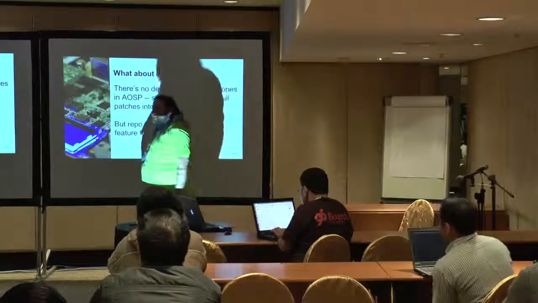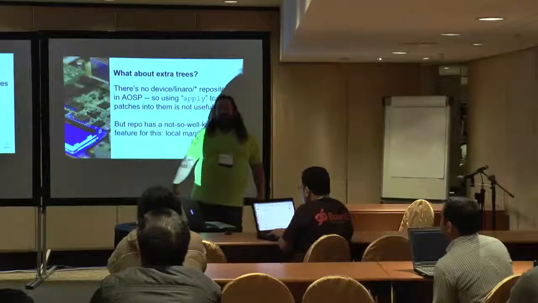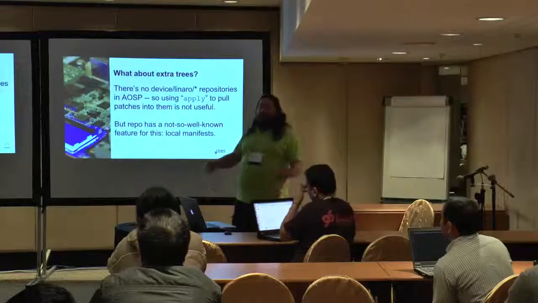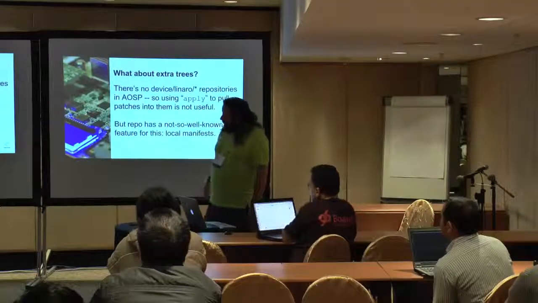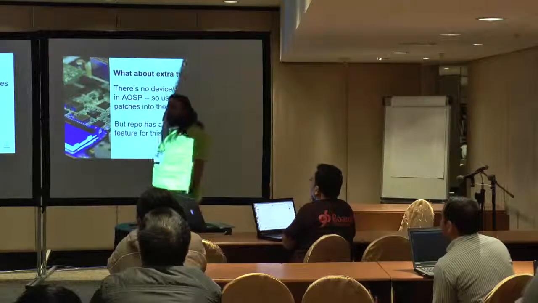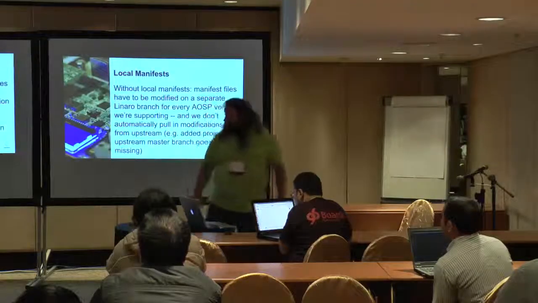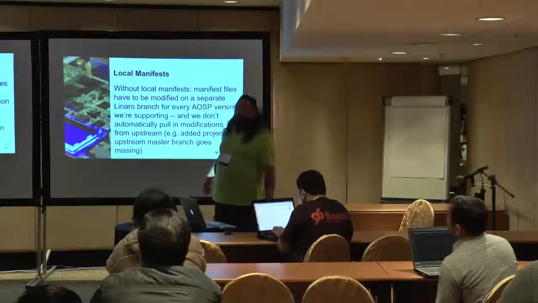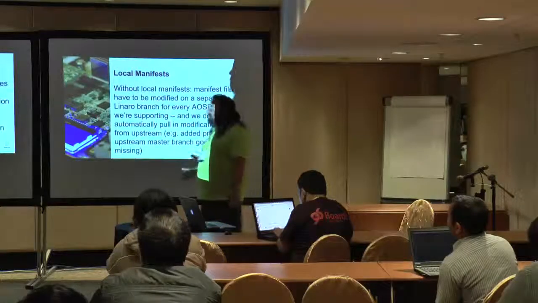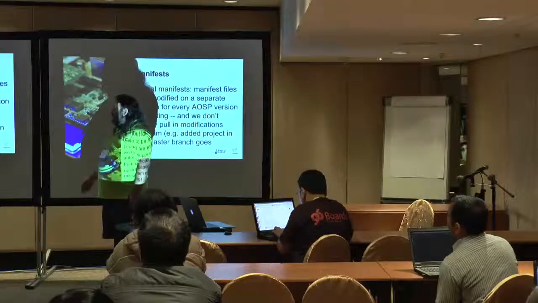So what about extra trees? Obviously with anything that just pulls a patch submission from Gerrit, we cannot create new directories like device, Linaro, HKG or whatever. Actually, it turns out repo has a feature for this that is not very well known but very useful. It's local manifests. The way this works is inside the .repo directory, we create another directory, local manifests, and pull the additional manifest files in there. We have a separate Git repository that just contains those files.